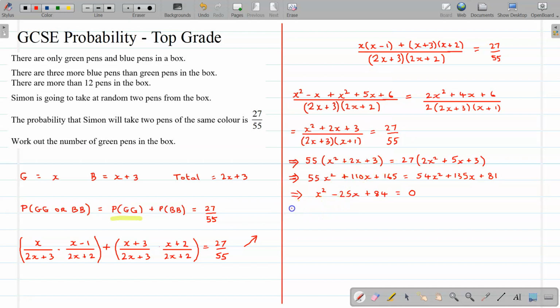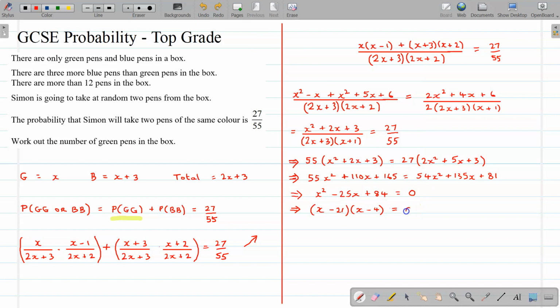Hopefully yes. And you're looking for the factors of 84 that add up to negative 25. Well, they must both be negative numbers. A quick inspection will see that 84 is 21 times 4. So if you take x minus 21 and x minus 4 and multiply them together, if you multiply that bracket out, you will in fact get this, which gives us some confidence that we've done it correctly because it's factorized perfectly.